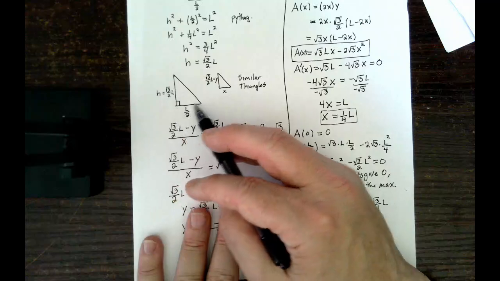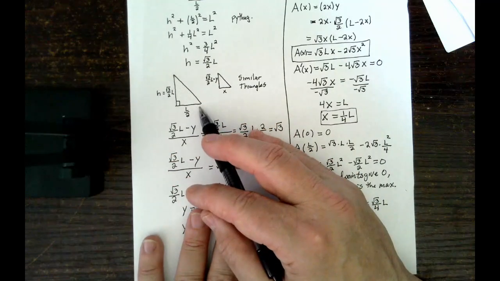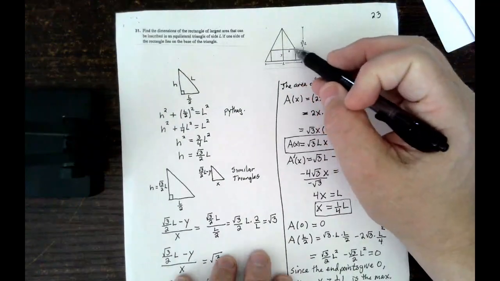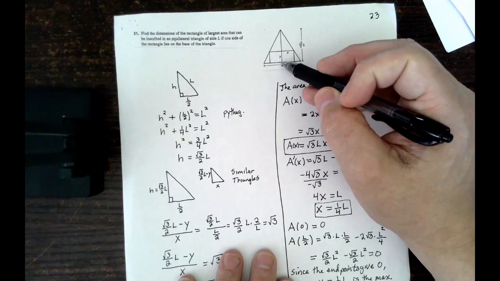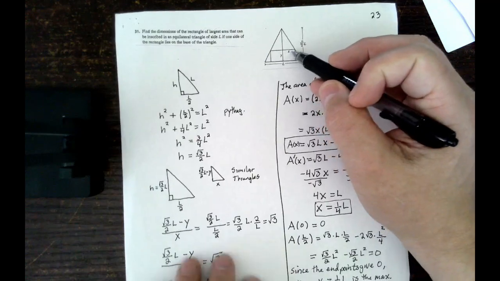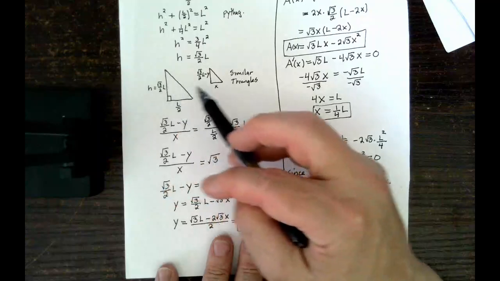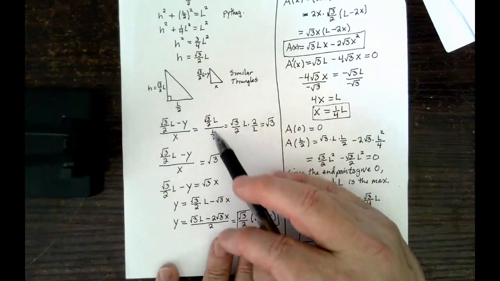So we're looking at this triangle here with square root of 3 over 2 L and 1/2 L, or L over 2. And if you look at the smaller triangle here, this is square root of 3 over 2 L minus y, and this is just x. And so you've got these two similar triangles, so you can set up this side over this side is the same thing as this side over this side.